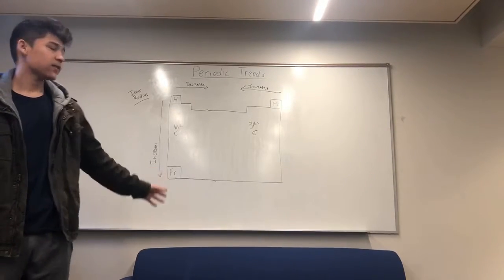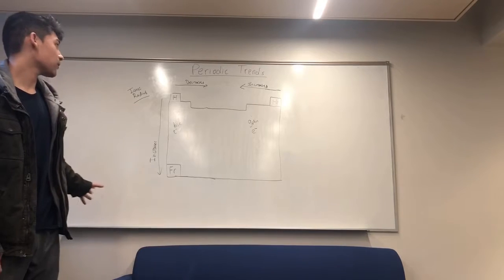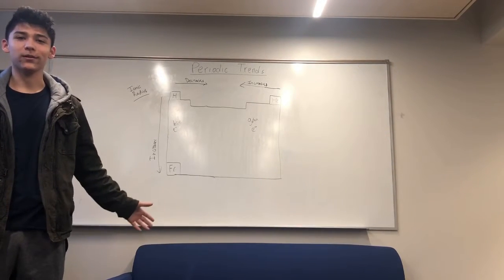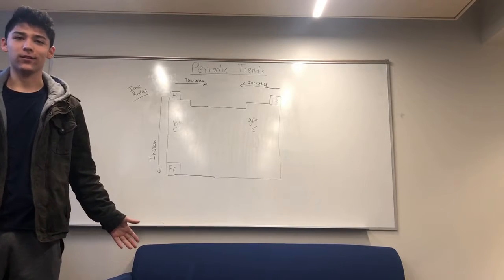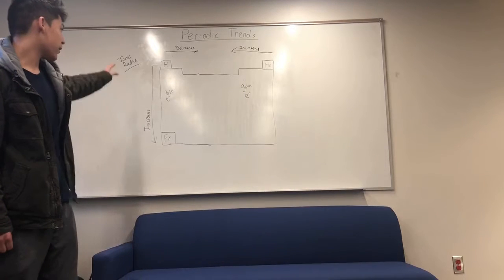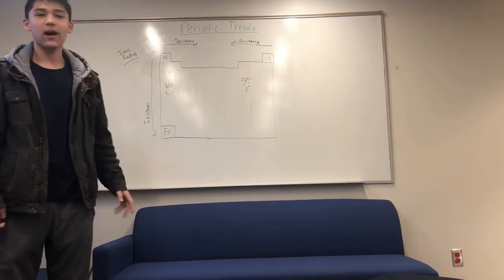Ionic radius increases as you gain electrons and decreases as you lose electrons, because when you gain electrons, the overall charge increases, which lowers the ability for the nucleus to attract the electrons in the valence shells. Shielding increases as you move down the periodic table, which increases the ionic radius.